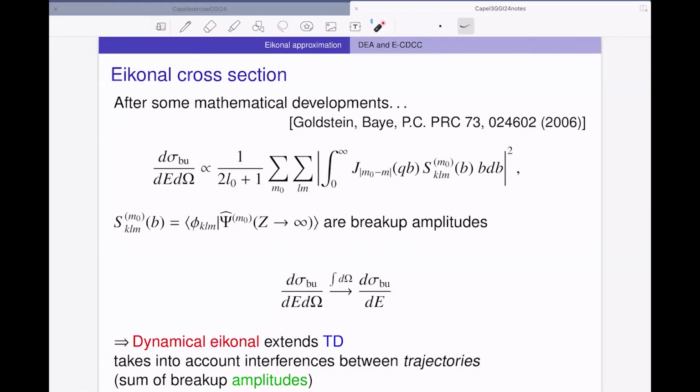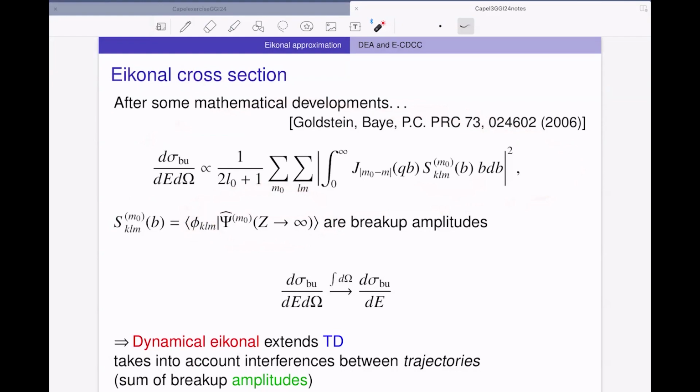And so the cross section, when you do some calculation, can be obtained from this development with this S-wave, S matrix if you want, obtained from the projection of the solution for Z going to infinity onto the eigenstates in the continuum.